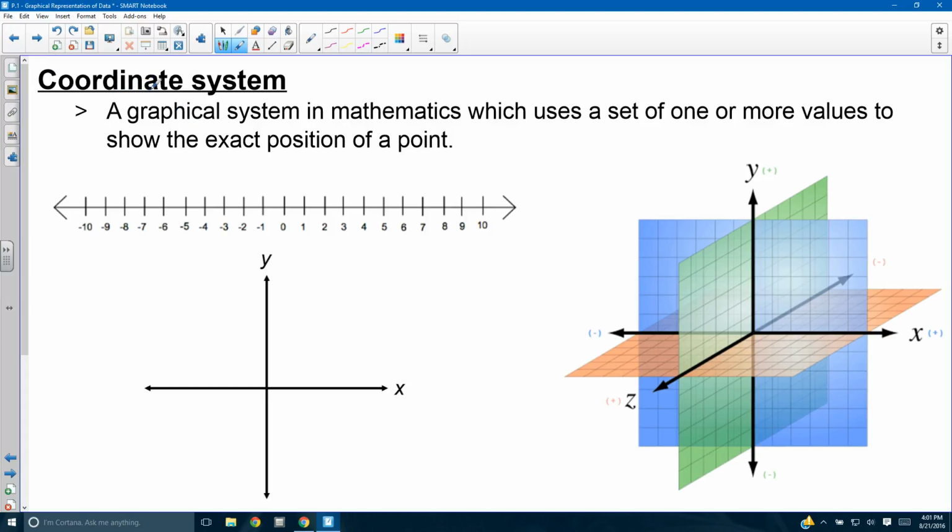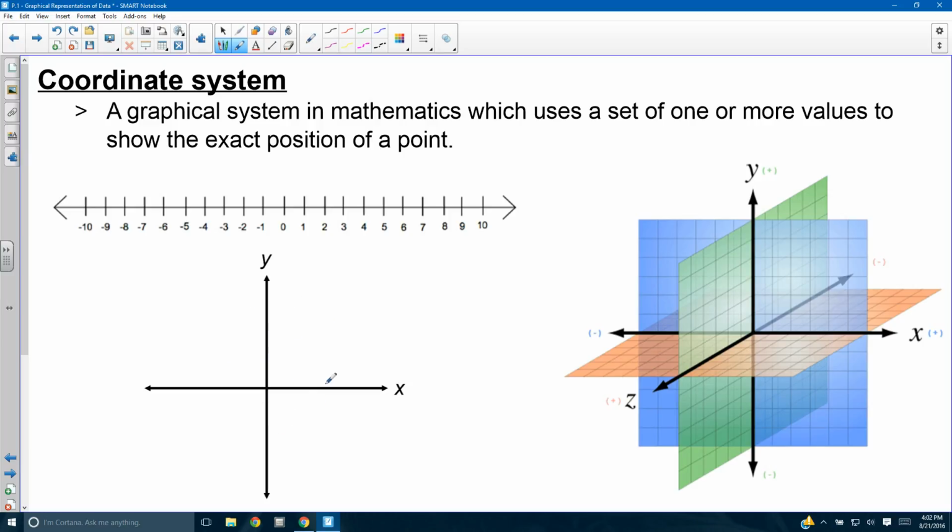Let's just define what a coordinate system is, because we've seen a few of them. There are 3 examples below. We'll name them all. It's a graphical system in mathematics which uses a set of 1 or more values to show the exact position of a point. So on a number line in just 1 dimension, you would just use 1 value, whatever it is, and you can plot it on there.